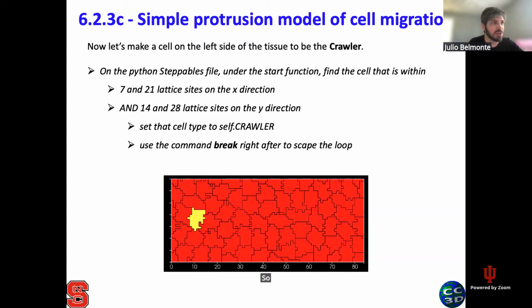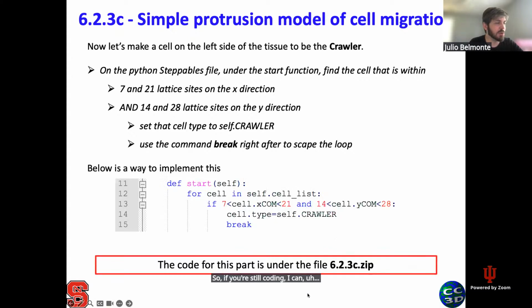So if you're still coding, I can show you an example of how to do this. You can go to the start function, loop over all the cells, okay? And then just check if the cell center of mass in X is between 7 and 21 and the cell center of mass in Y is between 14 and 28. Make it a crawler cell and break. Okay. So if you want this code, you can just download the file 6.2.3.c.zip and you get the code already coded, right?